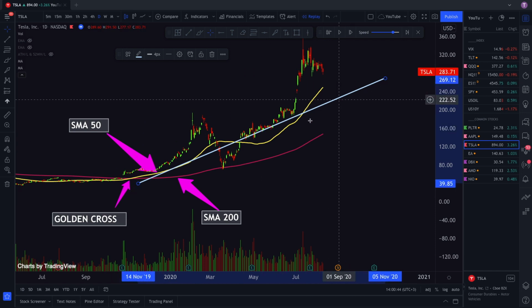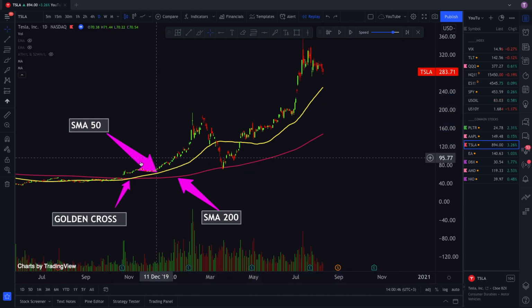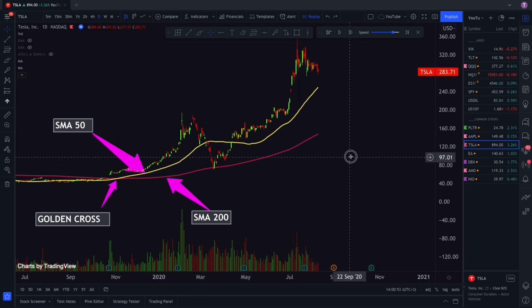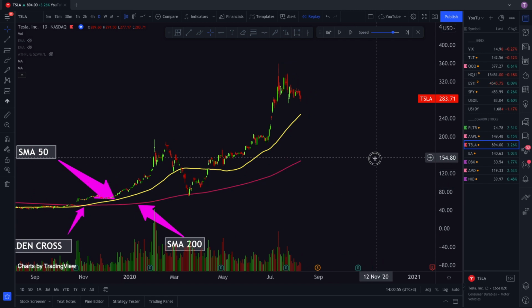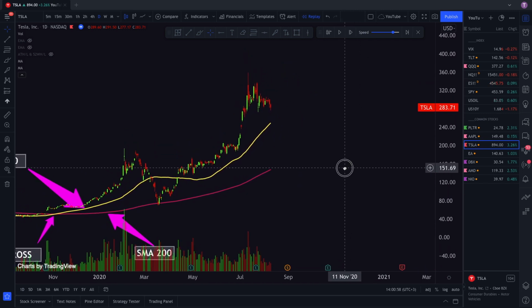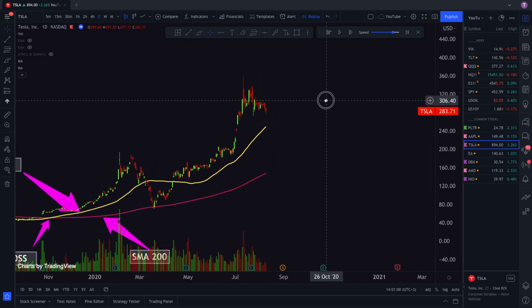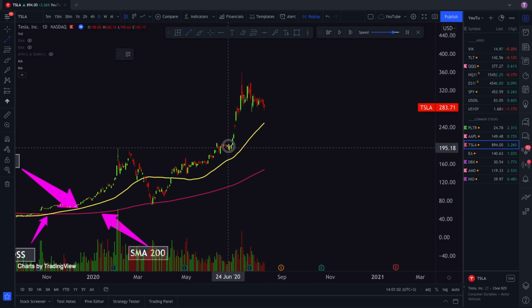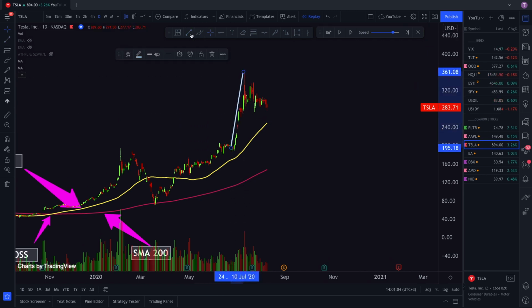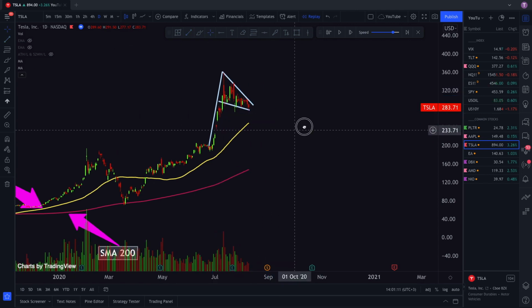As you can see, a cross happens here. An uptrend starts in our Tesla stock. Now, all we need to do is check for bull flags. And yes, you can see one here, a very clean and obvious bull flag pattern. Let me draw the pole, flag, and our target.